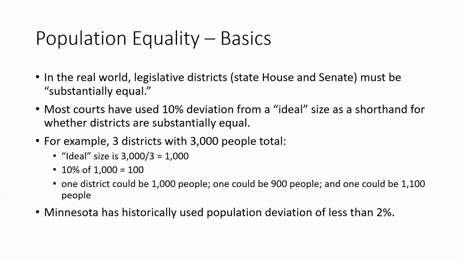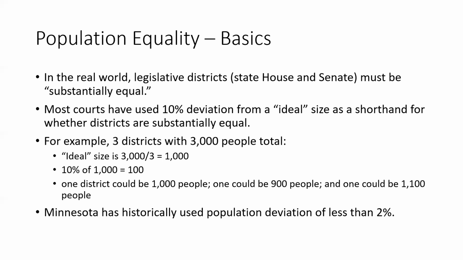So for example, if we were drawing 3 districts with 3,000 people total, the ideal size of each district would be 1,000 people, and 10% of that is 100. So we could vary by up to 100 per district. So one district could be 1,000 people, one district could be 900 people, one district could be 1,100 people, and that would be okay because that's all within the 10% deviation of the ideal size. You wouldn't want to go over 10% though, probably.